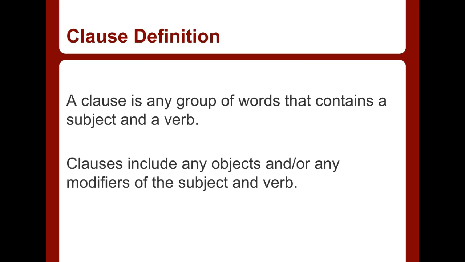A clause definition goes like this. A clause is a group of words that contains a subject and a verb. That's important. If it doesn't have a subject and a verb, then it is not a clause. I always get asked the question, how do you know when a clause ends? Well, basically, a clause includes the subject and the verb, but it also needs to include any objects, and it needs to include any modifiers of the subject or verb or the objects. So we have to pay attention. We'll talk about this when we go through examples.